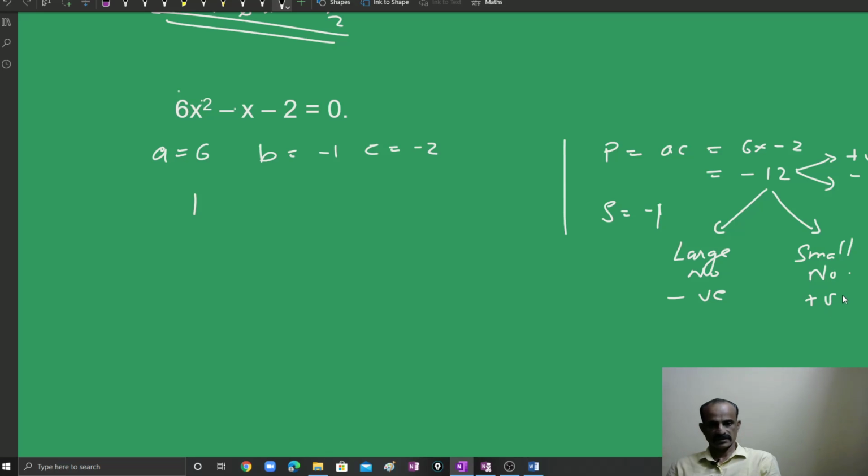is positive. It doesn't matter which side you write it. So the larger number is negative. Let us take an example, -5 and +3. When you add these two, you will get a negative, because the larger number is negative. Okay, so larger number is negative.